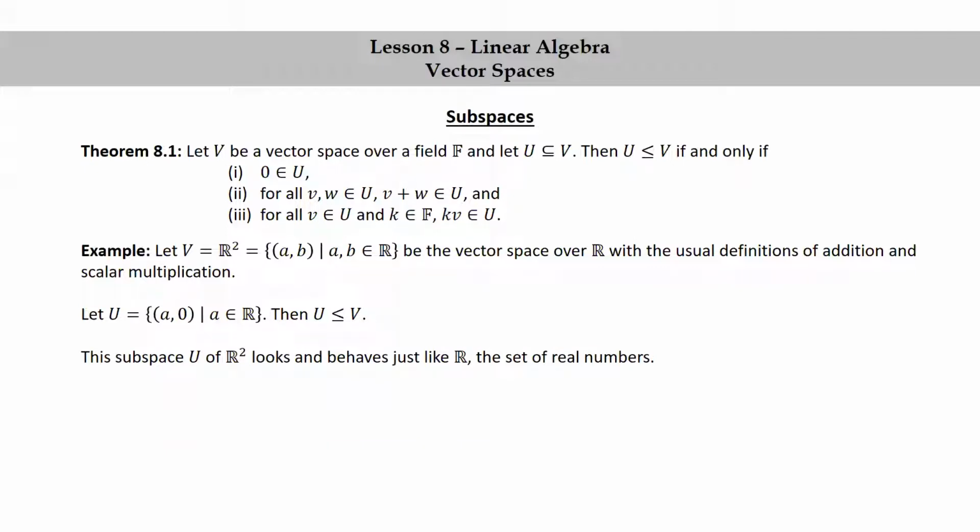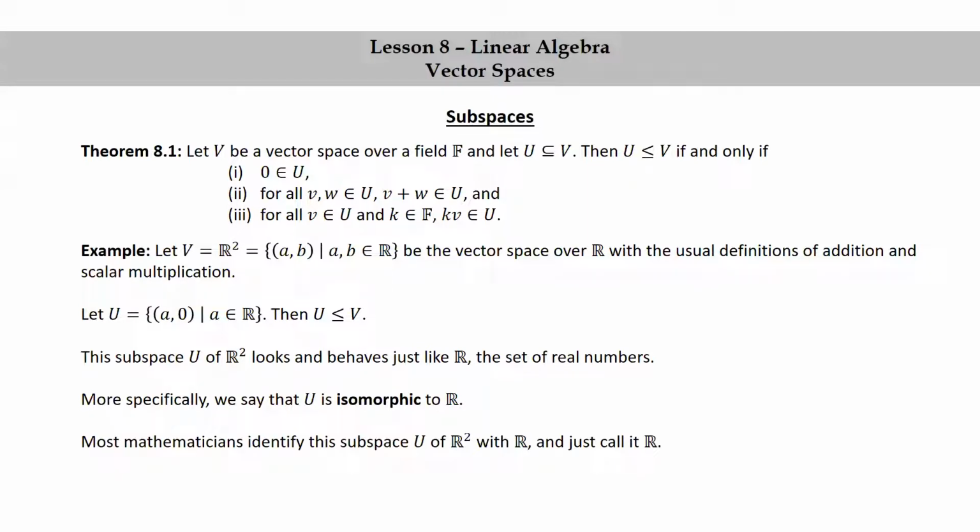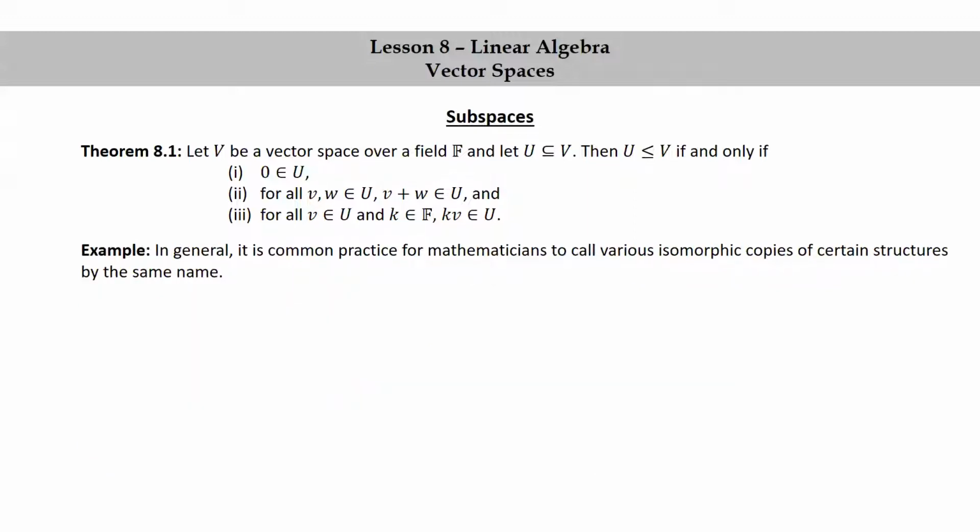This subspace U of R2 looks and behaves just like R, the set of real numbers. More specifically, we say that U is isomorphic to R. Most mathematicians identify this subspace U of R2 with R and just call it R. In general, it is common practice for mathematicians to call various isomorphic copies of certain structures by the same name.